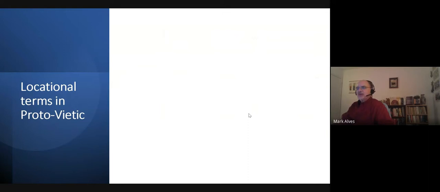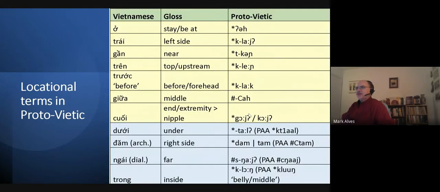Locational words. You know, we think of prepositions. These kinds of words here: chai, gun, jen, juk, the, gui, zui. And so we have these kinds of words which are location words, which are Proto-Vietic words. And even a few of them are Proto-Austroasiatic, PAA. So the zui is most likely related to this Proto-Austroasiatic word.